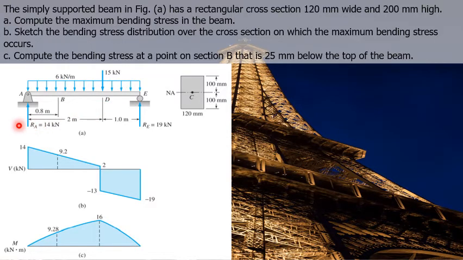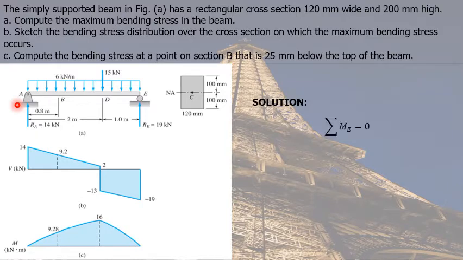So first, we determine RA. We assume it to be acting upwards. And later, we check whether our assumption is correct or not. We can solve for RA by summation moment at E equal to 0. So first, RA tends to rotate clockwise about point E, so positive. It has a perpendicular distance of 3 meters from point A.